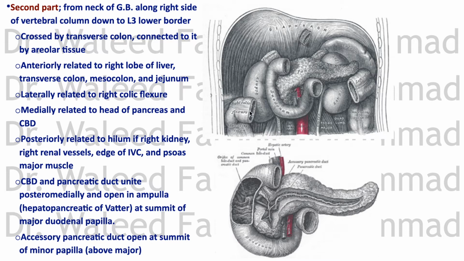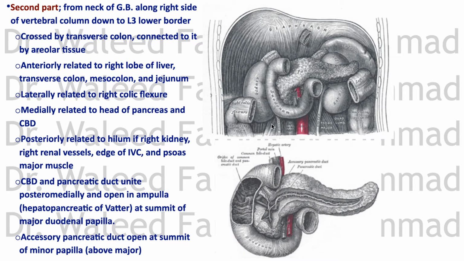Remember that it's crossed by the transverse colon, and here the right colic flexure is shown at the right side of the second part of the duodenum, but this plate is wrong. The right colic flexure should be at the lower pole of the right kidney, not at the right side of the right kidney. The left colic flexure is at the left side of the left kidney, but the right colic flexure should be at the lower pole of the right kidney.